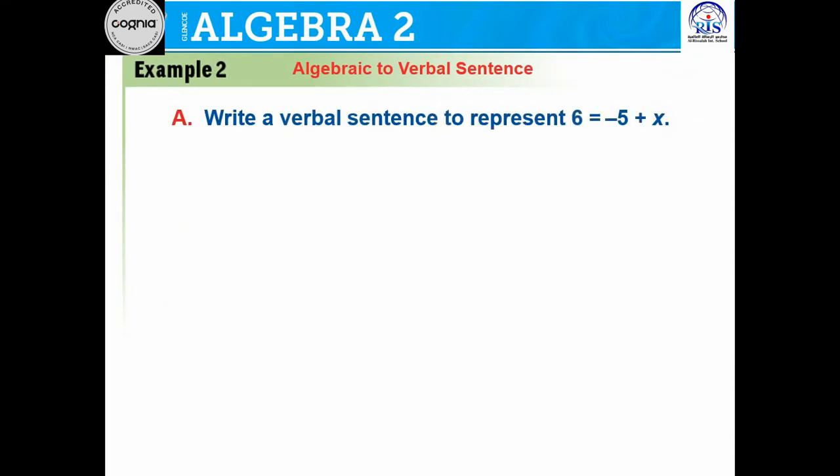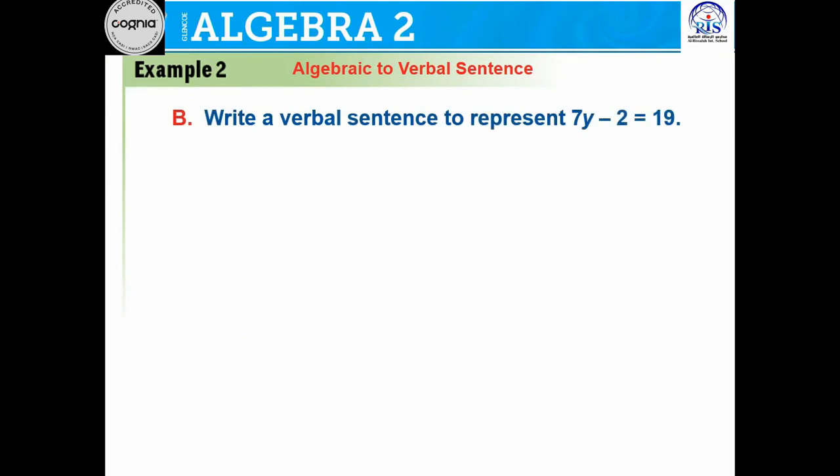Write a verbal sentence to represent 6 equal negative 5 plus x. Here now, boys, we have an equation because we have an equal sign. How do I write a verbal sentence from this equation? Only we write what we read. 6 is equal to negative 5 plus x. Only what I do, I read the equation. When I read the equation, this means I write a verbal sentence to represent the equation.